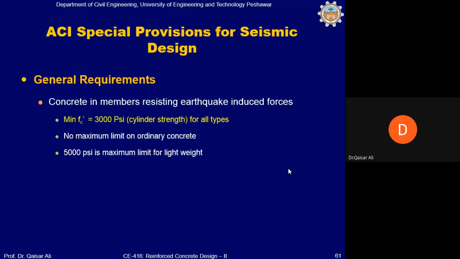However, if somebody wants to use lightweight concrete, then the maximum limit on the compressive strength of lightweight concrete has been placed at 5,000 psi. And this is a little bit surprising, but this is because there is not enough data available on the behavior of high-strength lightweight concrete.